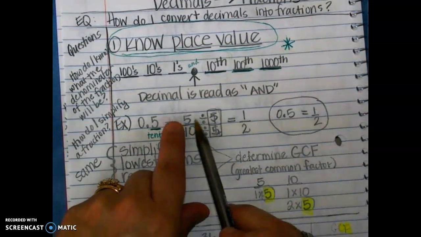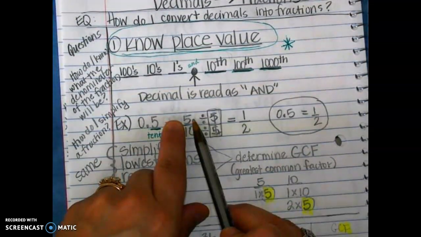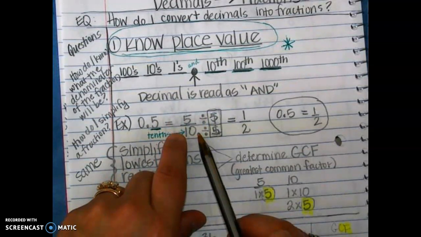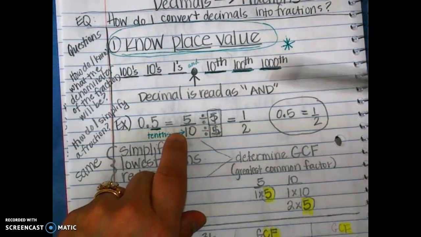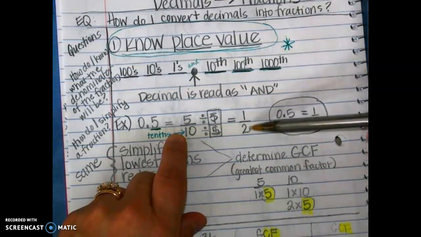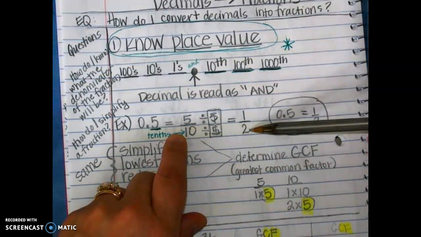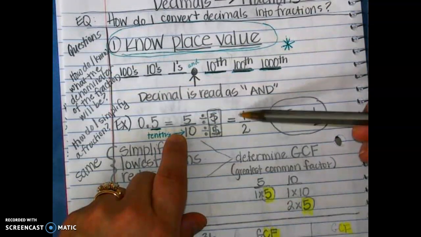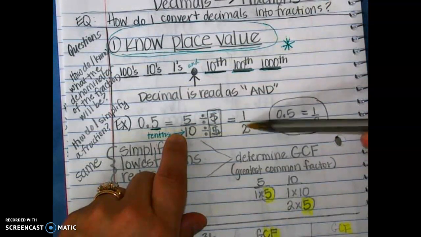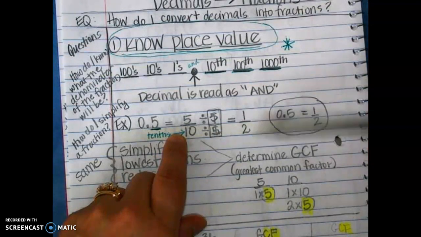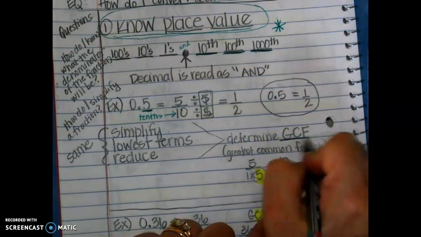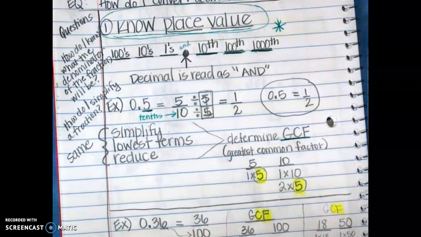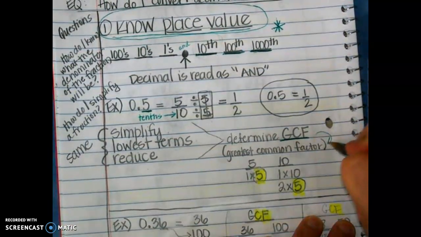What number can I divide out of 5 that I can also divide out of 10? And I want to be able to get whole number answers in the numerator and the denominator, meaning I don't want to divide it by something that's going to give me a decimal on the top or a decimal on the bottom. Okay? So one way to do it, if you're not sure, is you're going to look at the greatest common factor, and that is right here.